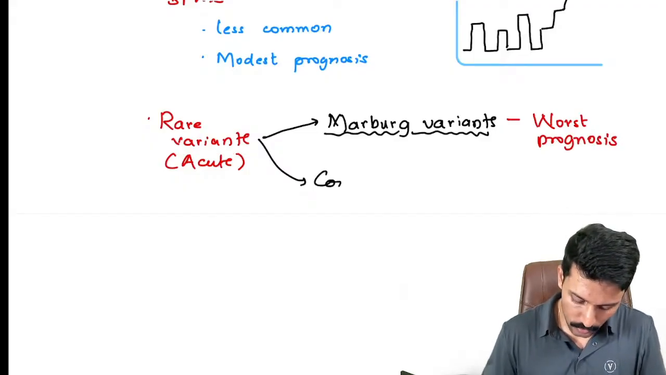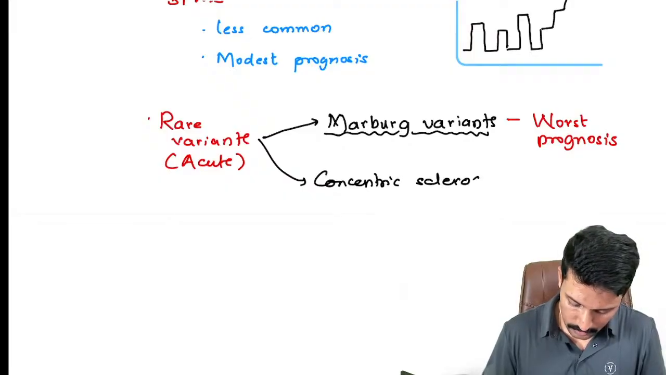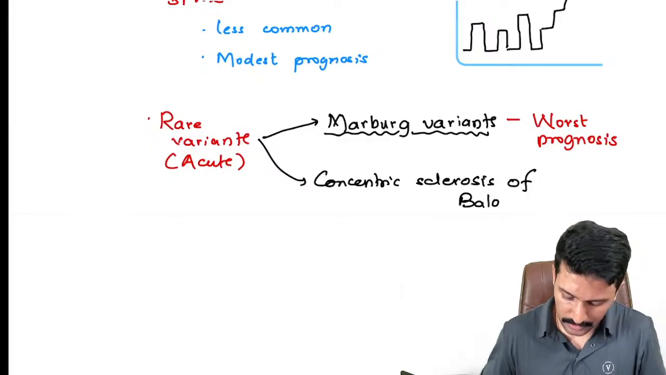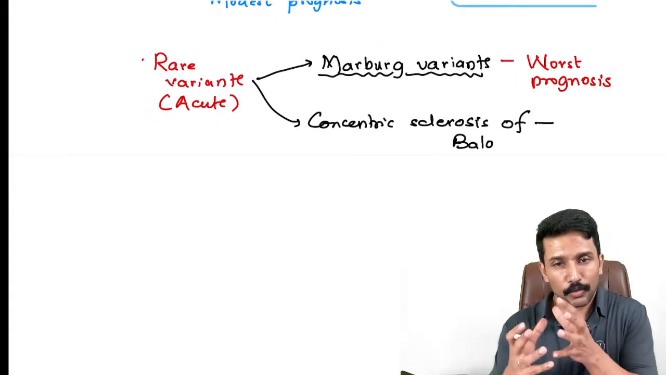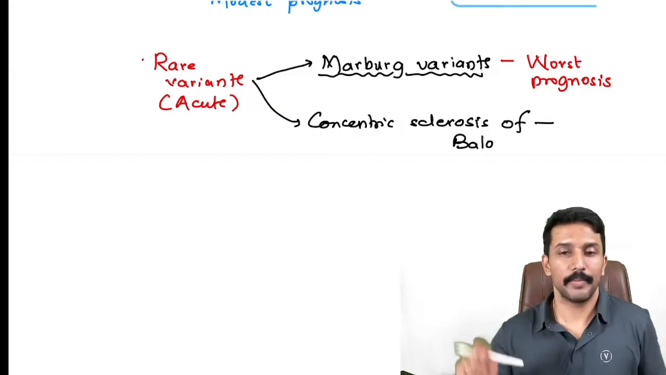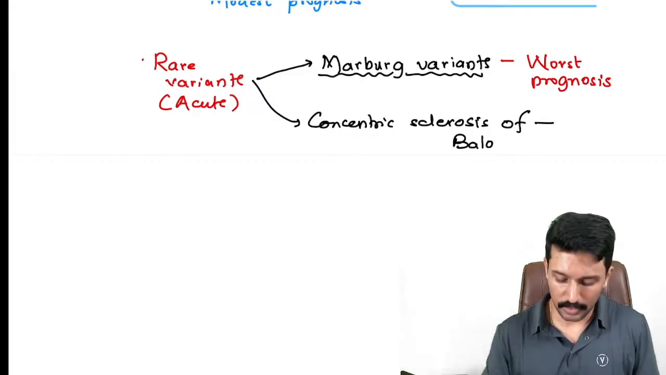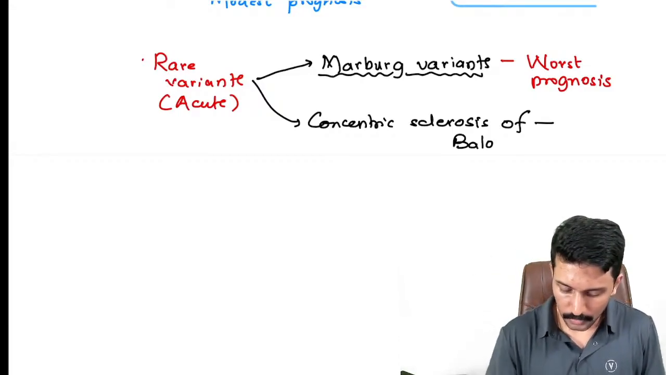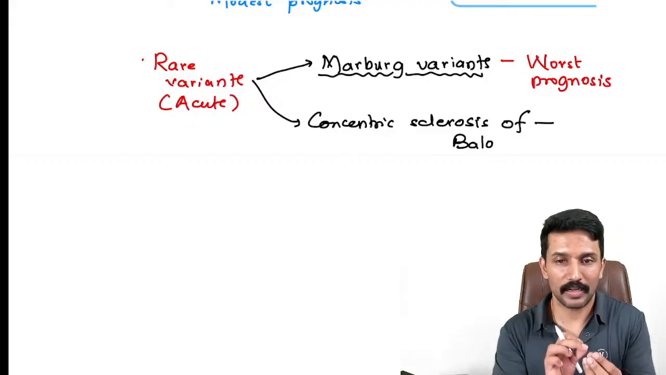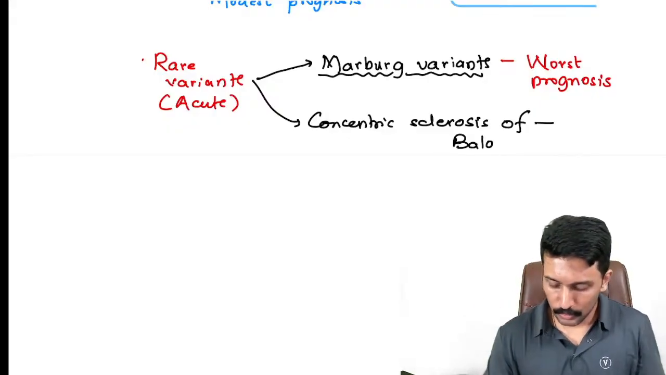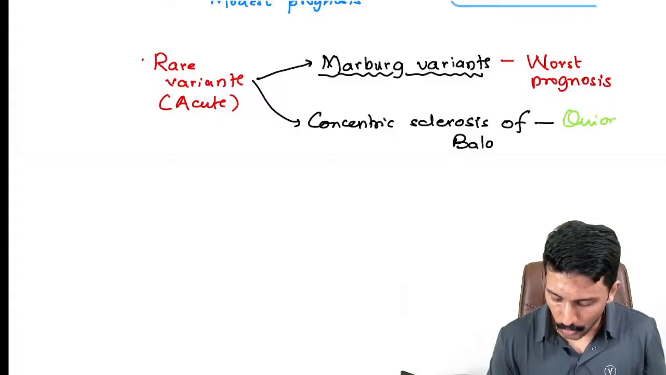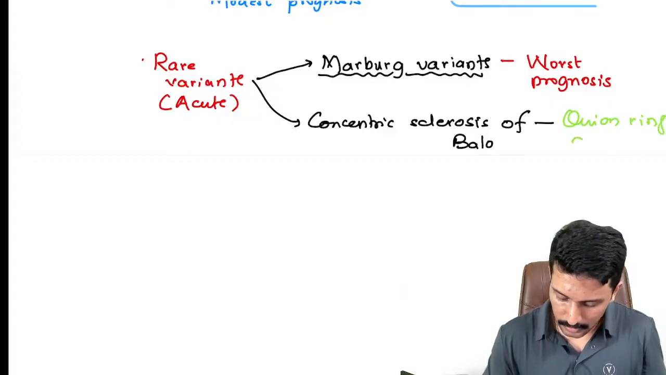Second one is called concentric sclerosis of Balo, where you catch hold of the patient before the demyelination is complete in that particular area, giving rise to alternate bands of demyelination and no demyelination. So we'll call it an onion ring appearance.